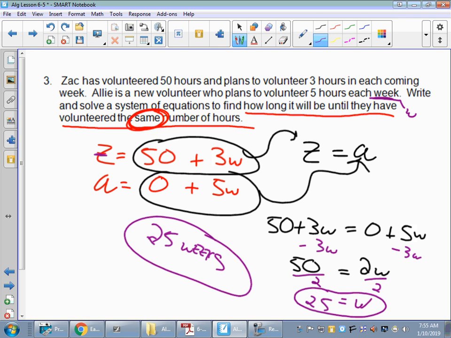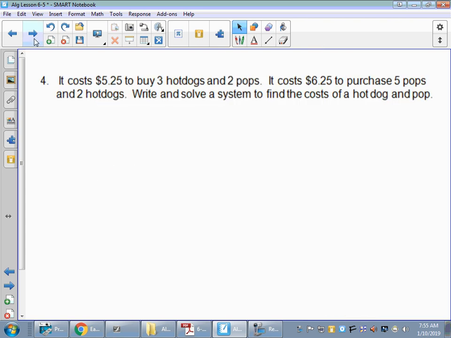Because if you think about it, Zach's already had the 50 hours in. But he's going to do less volunteering from here on out. Allie hasn't volunteered, but she's going to work more. She's going to do some more volunteering per week. So it's going to take 25 weeks for them to equal up. Okay? Let's do another one where it's actually a system of equations here.